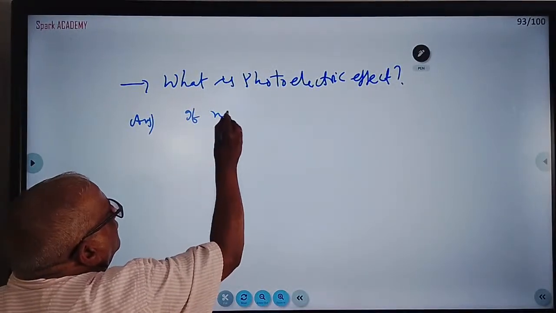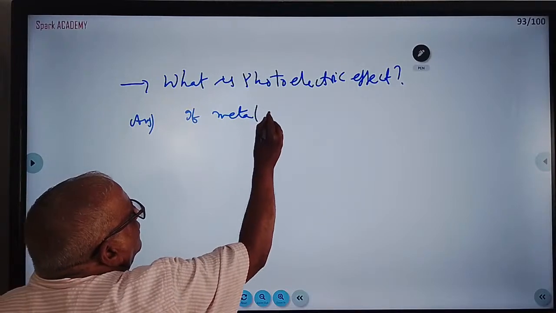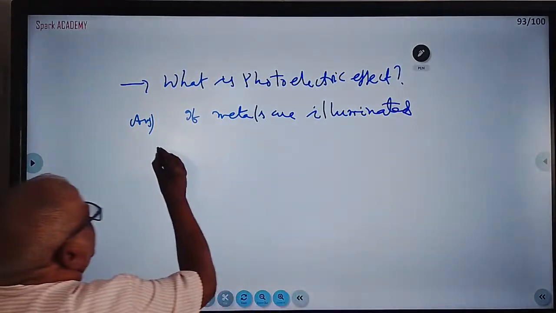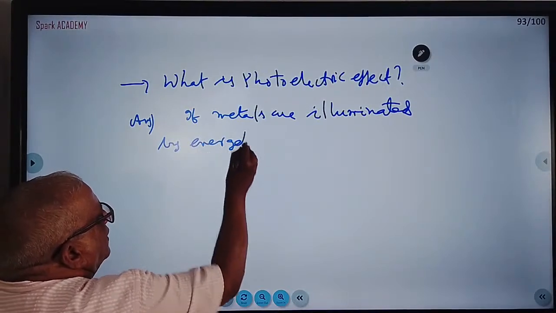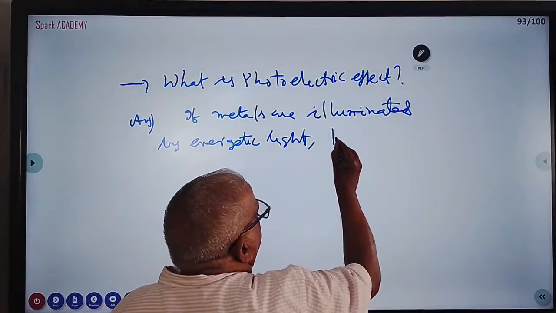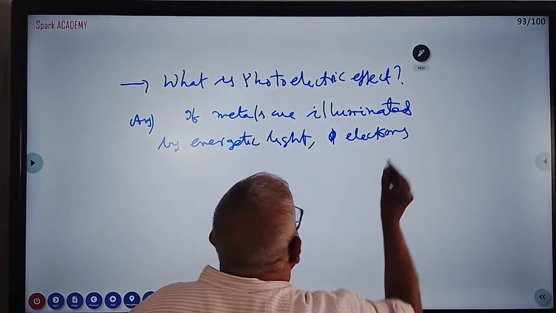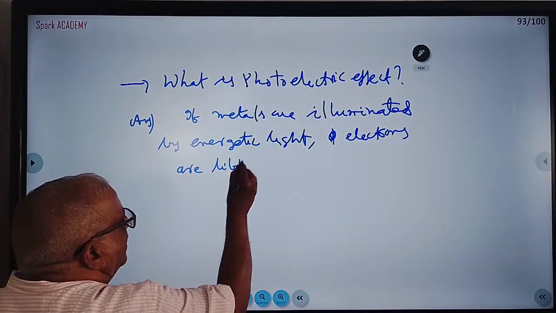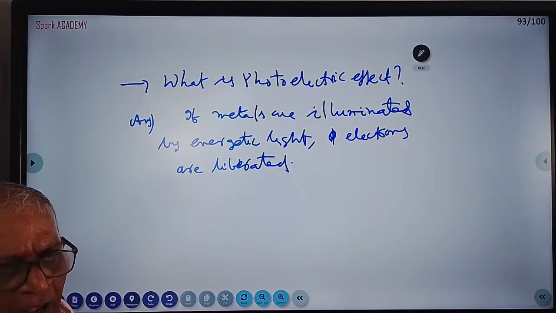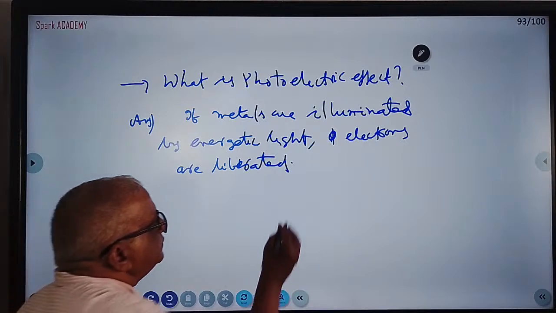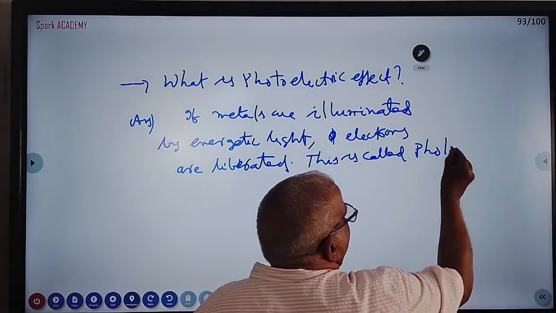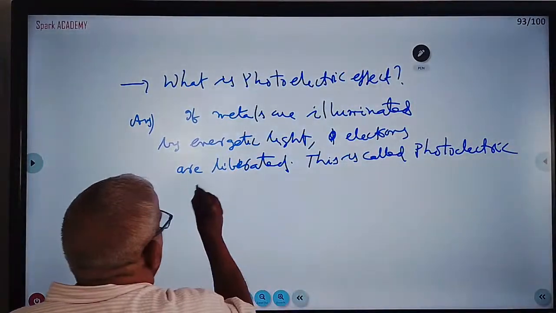If metals are illuminated by energetic light, energetic light means visible light or ultraviolet, electrons are liberated. This is called photoelectric effect.